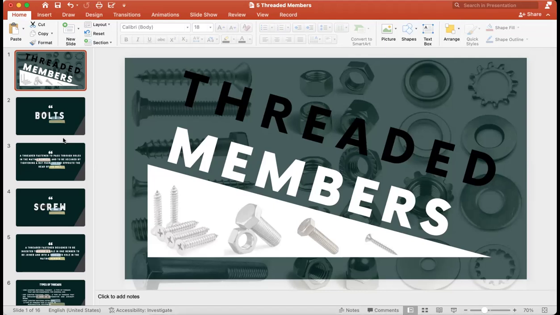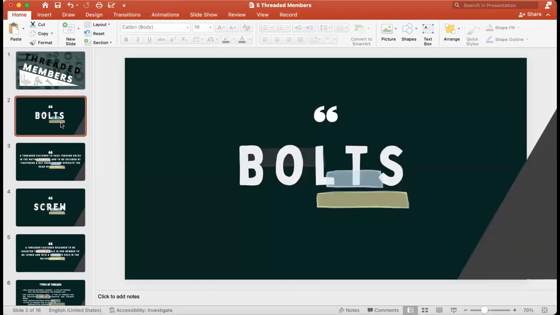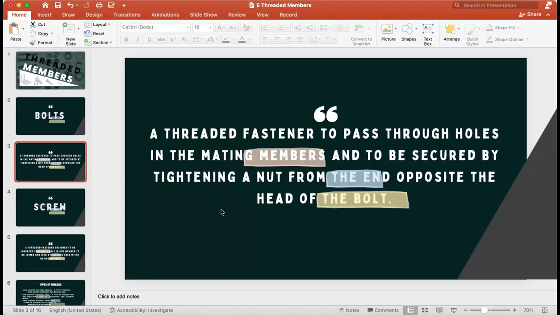So these are bolts, and bolts are typically used with the nut. As they pass through unthreaded holes in the parts, they are secured by tightening the nut on the opposite end. So they are used for that, using bolts and nuts.